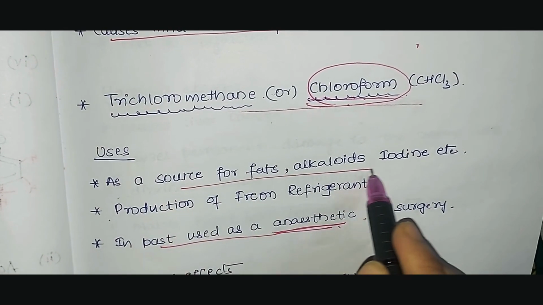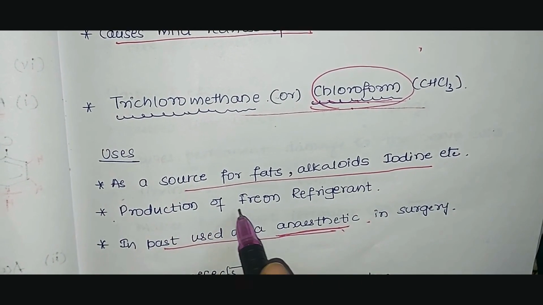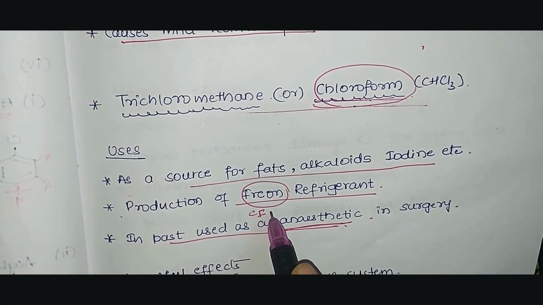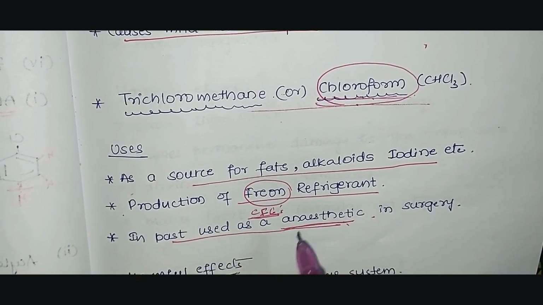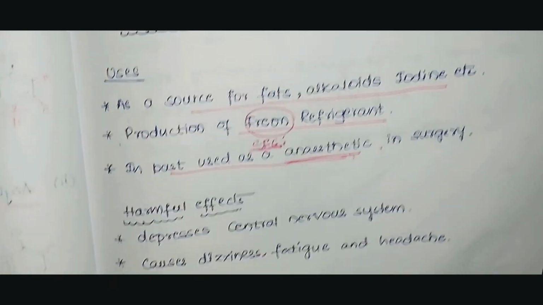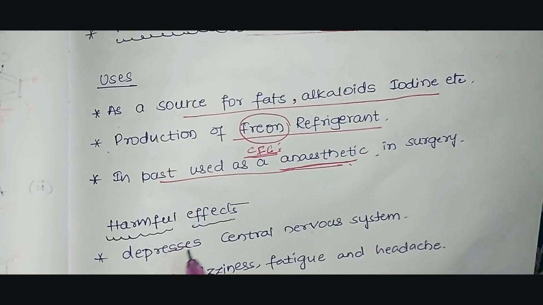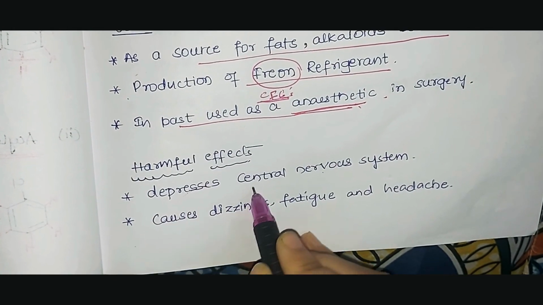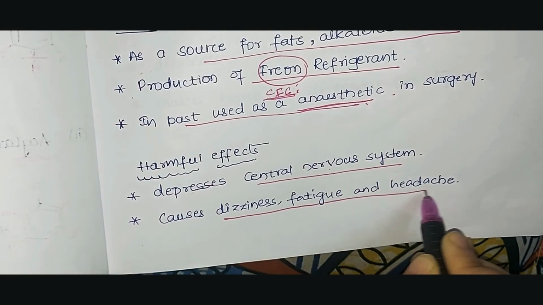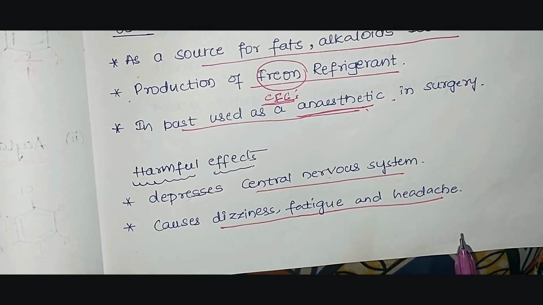The other uses are, it is used as a source of fat, alkali iodine, and it is also used in the production of freon refrigerant. What are freon? Freon are nothing but CFCs, that is chlorofluorocarbons. What are its harmful effects? It depresses the central nervous system, and it causes dizziness, fatigue, and headache. So I hope you know this. These are very simple terms.